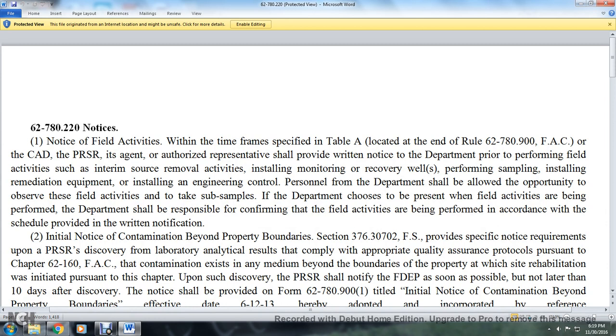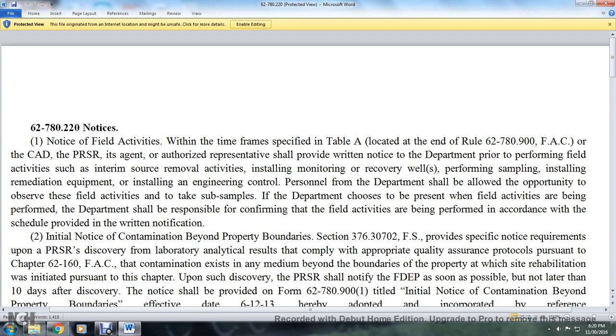Notice of field activities. Notice of field activity for the time frame specified in Table A, located at the end of Rule 62-780.900 Florida Administrative Code, the cleanup agreement documentation, and the person responsible for site rehabilitation and their agent or authorized representative shall provide written notice to the department prior to performing field activities, including removal activities, installing monitoring and recovery wells, performing sampling, installing remediation equipment, and installing engineering controls. Personnel of the department shall be allowed the opportunity to observe the field activities and to take samples of the department's choosing representing the field activities being performed.